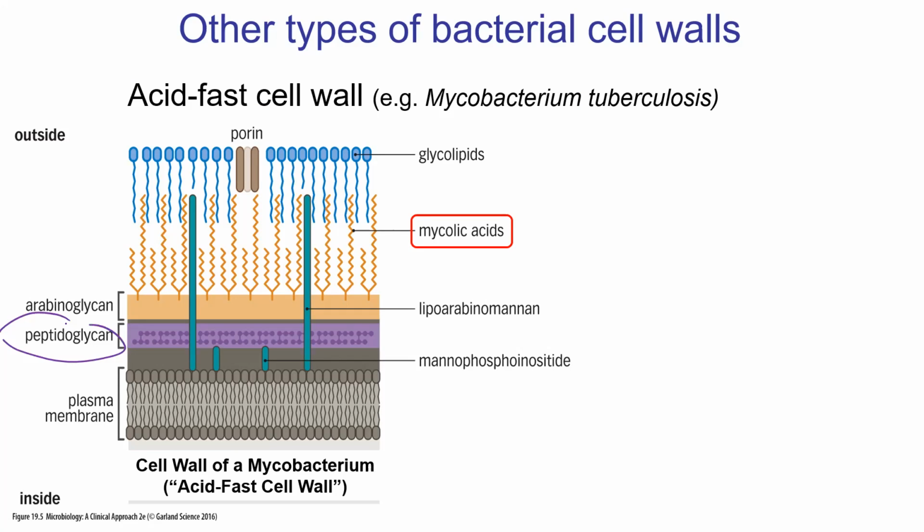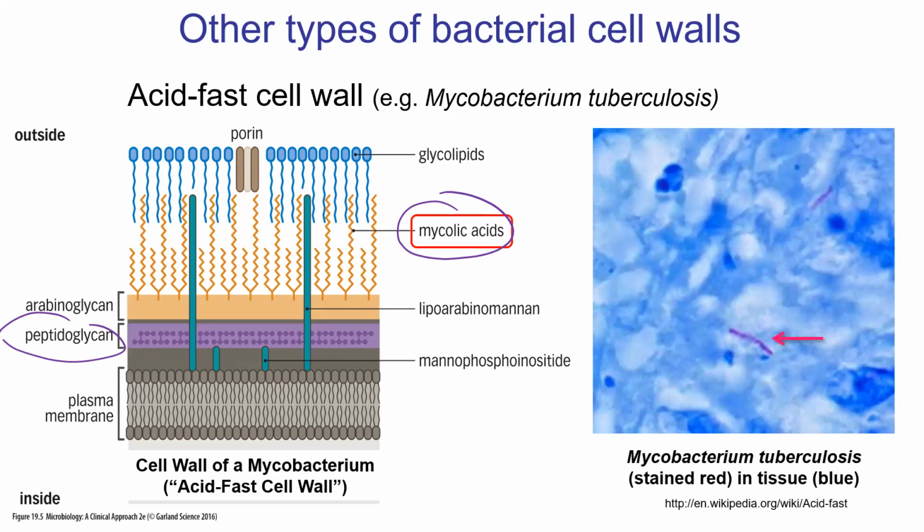But it has a lot of these other fancy carbohydrates and fats. In fact, this one here, the mycolic acids, is very waxy, so it has a very different biology because it has a different cell wall. Sometimes people call this an acid-fast cell wall or a mycobacterial cell wall. Just a little tidbit to show you that there are a few different types of organisms out there. Here's a stain of Mycobacterium tuberculosis. You can't actually gram stain this organism because of this waxy substance. It doesn't allow the stains to get inside the cell.